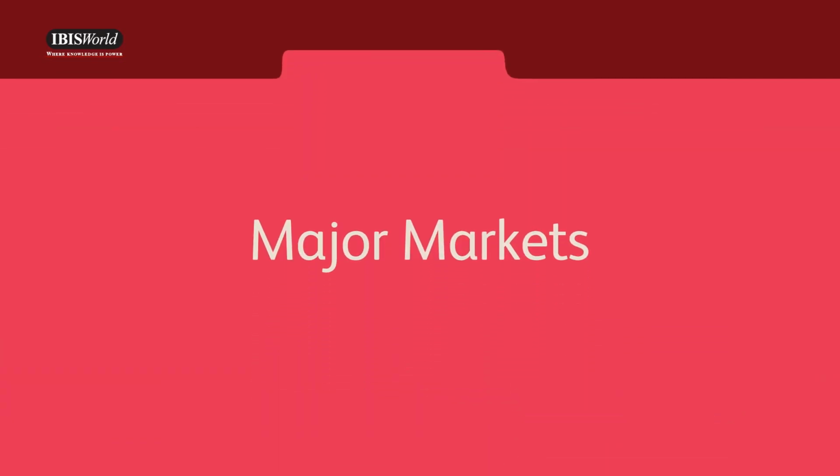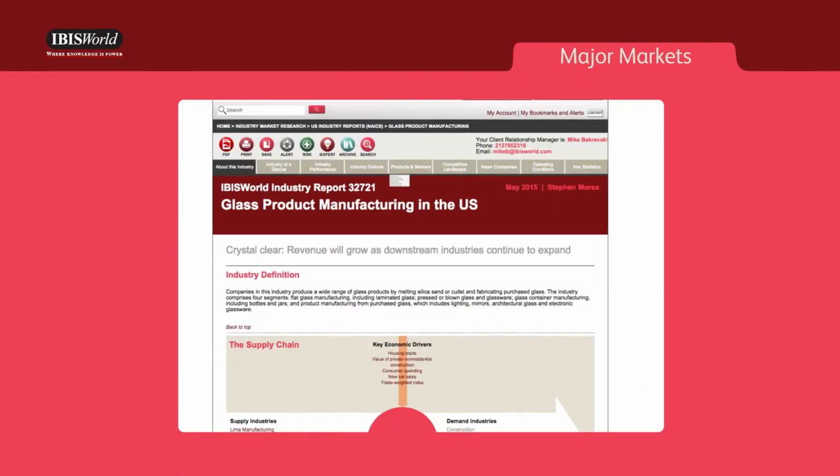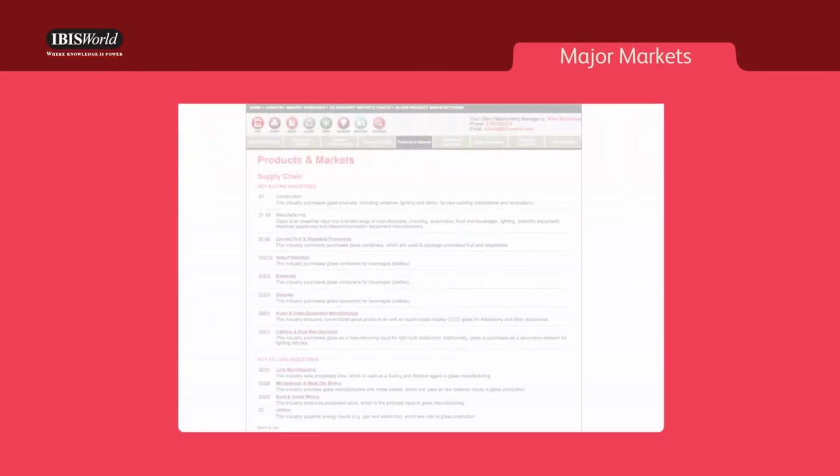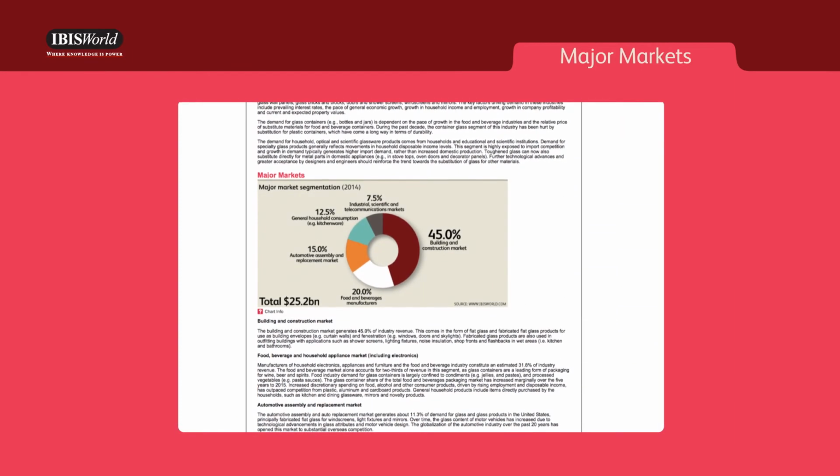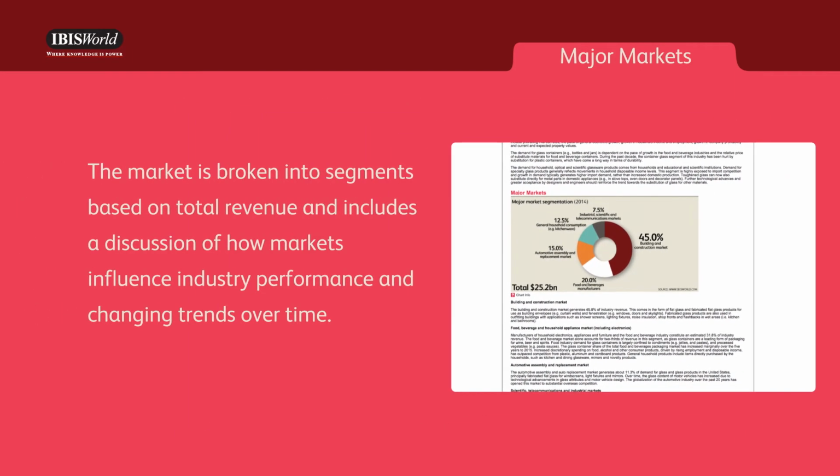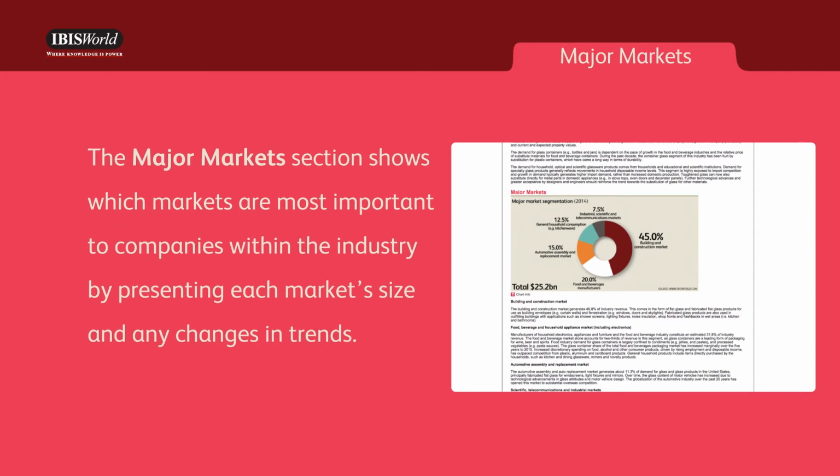Major markets. This section details key markets to which the industry sells. It includes a segment chart and analysis on segment trends. The market is broken into segments based on total revenue and includes a discussion on how markets influence industry performance and changing trends over time. The major market section shows which markets are most important to companies within the industry by presenting each market size and any changes in trends.